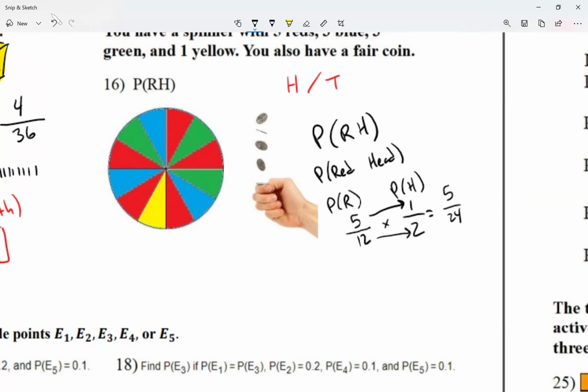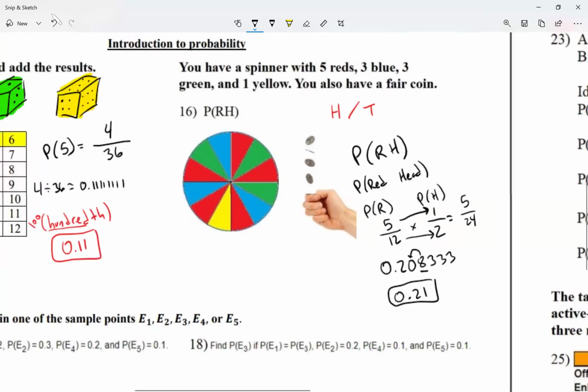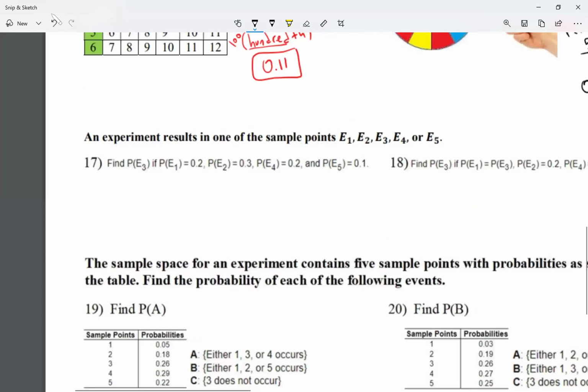So I'm going to grab my calculator. I'm going to go 5 divided by 24. It gives me 0.208 and a bunch of 3s. Let me round this to the nearest hundredth. This one says round it to the nearest hundredth, so I look at the third decimal place. It is big enough, so my answer is 0.21. Might seem simple, yeah, we're being introduced to probability, so it's not that bad.